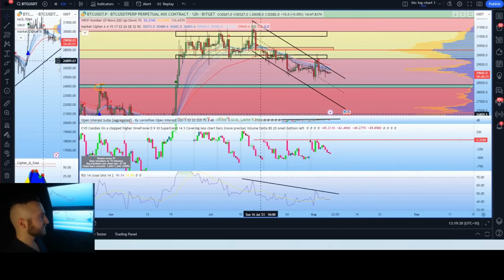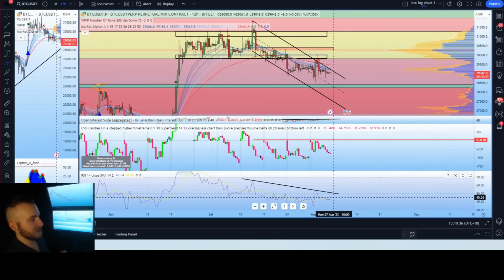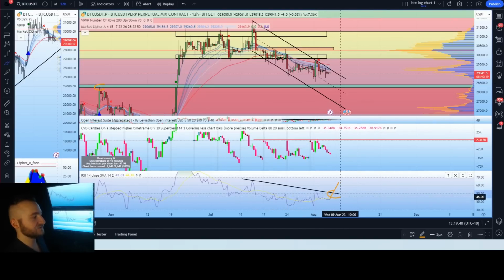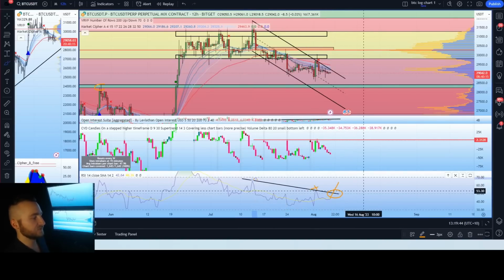Number one, we are looking for 3 points of confirmation for a confirmed breakout. That being, the momentum will have to flip positive, meaning the RSI is going to have to break above our downtrending resistance. This would represent a positive momentum shift.